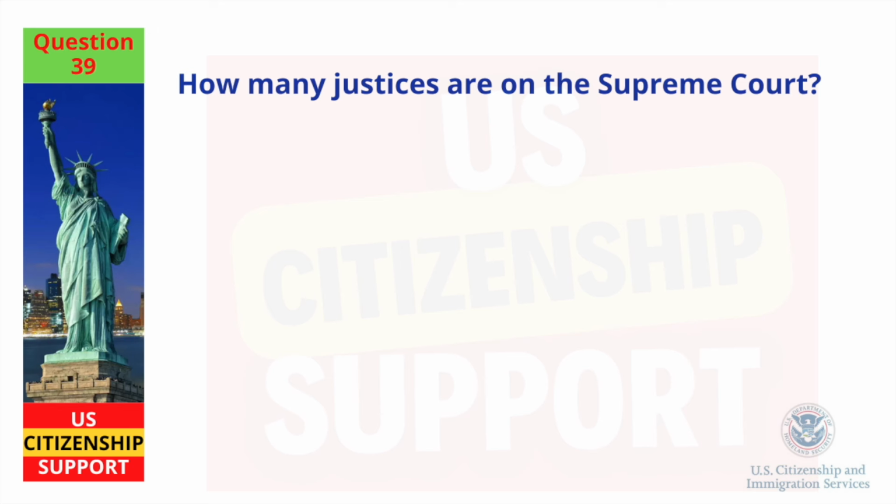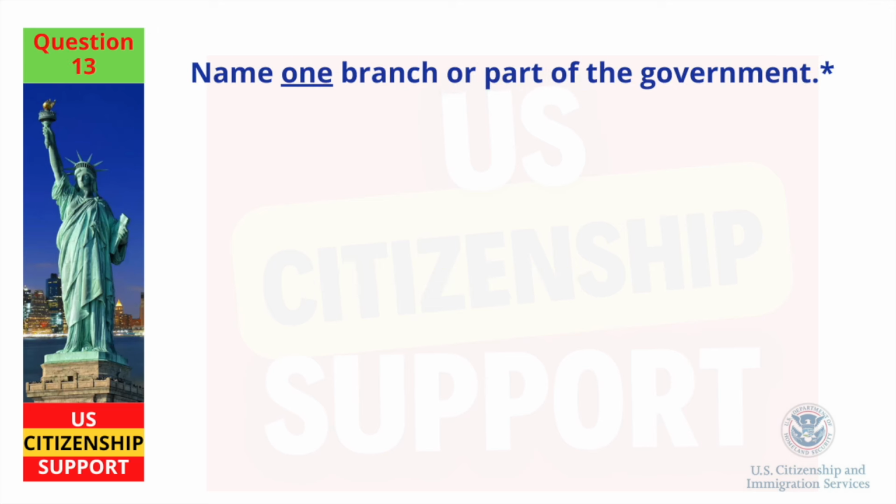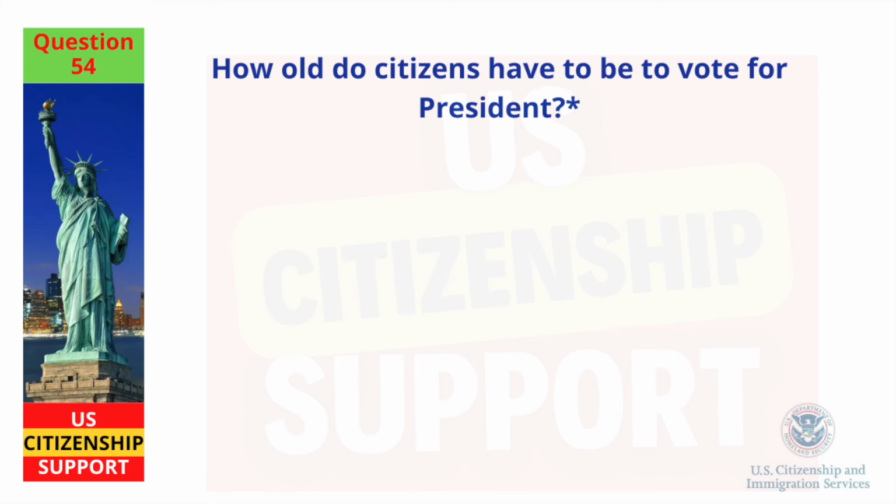How many justices are on the Supreme Court? 9. Who was president during World War I? Woodrow Wilson. Name one branch or part of the government. Congress. How old do citizens have to be to vote for president? 18 and older.